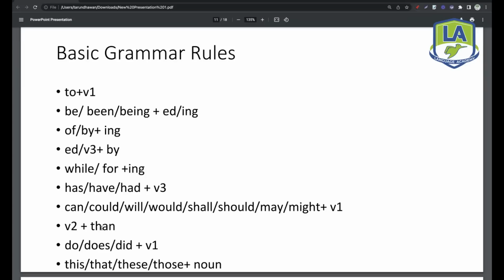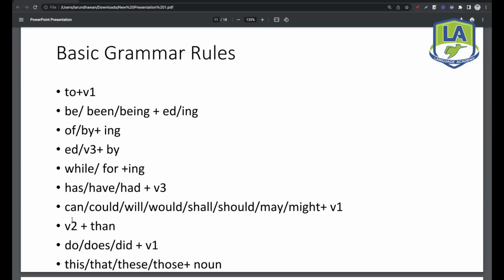Where do we use V2? We use the second form of verb if we have a blank before than. So blank, and then you have than written. We need the second form of verb there. So what are second forms of verbs? Cold is first form, colder is second, coldest is third. Second form is colder. This area is colder than that area.